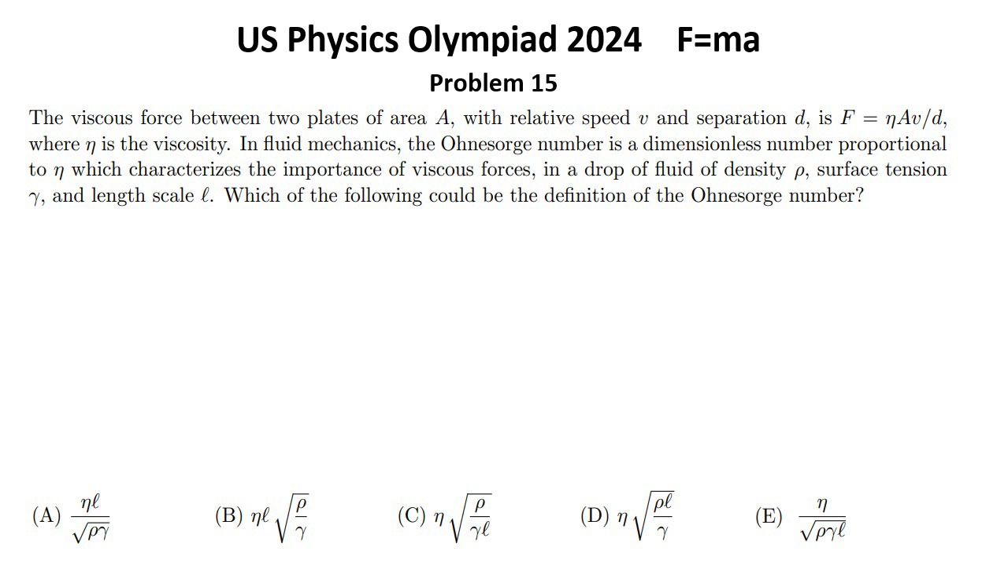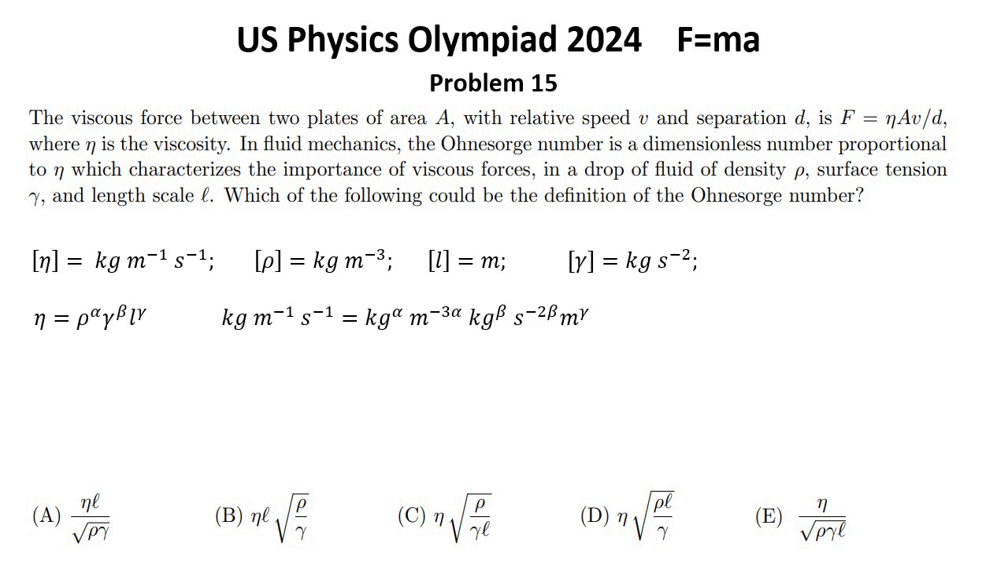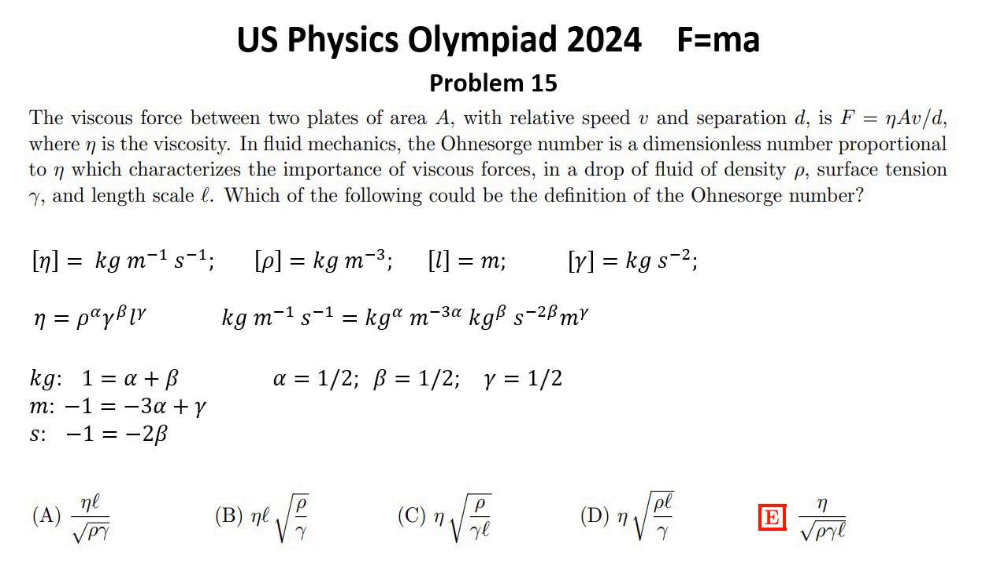Solution to problem number 15. From the definition of viscosity, the units of eta are kilogram per meter per second. In addition, the units of rho are kilogram per cubic meter and the units of L are meters. As for the surface tension, it is a force per length, so its units are kilograms per square second. So by dimensional analysis we have to combine these three units with proper powers, as in equation 1, and find the corresponding power coefficients alpha, beta and gamma. The solution will be alpha equal beta equal gamma equal 1/2.